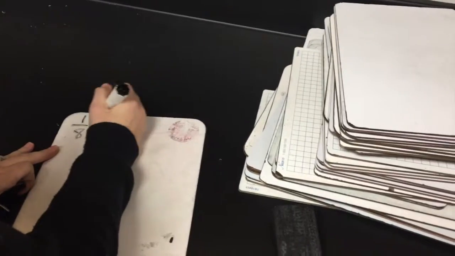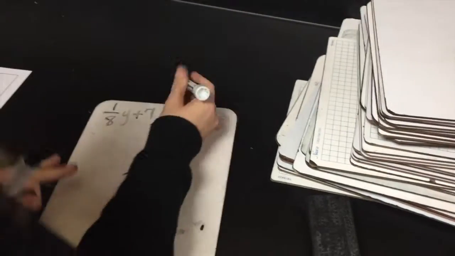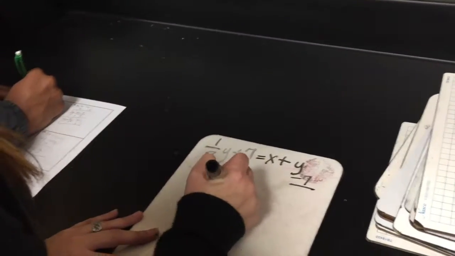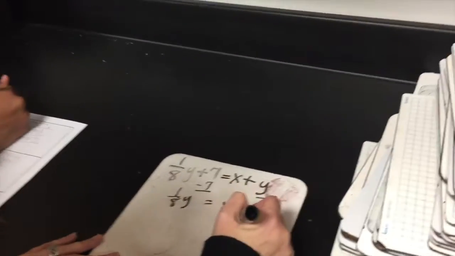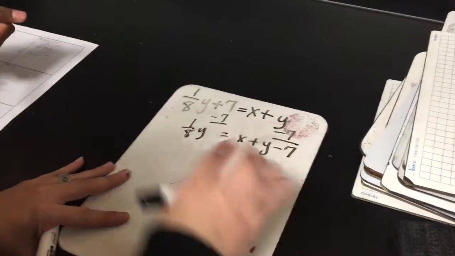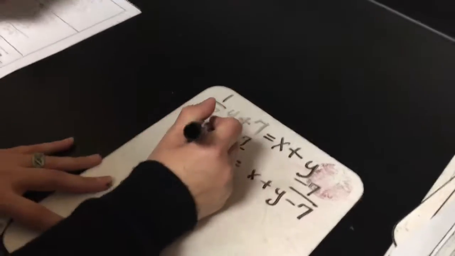All right, so we have 1/8 y plus 7 equals x plus y. So get y by itself. What are we going to do first? Subtract 7. Okay. So 1/8 y equals. All right, so now what? You get rid of the fraction. How can you get rid of this fraction? Divide. Oh, multiply by 8. Yeah, multiply everything by 8.